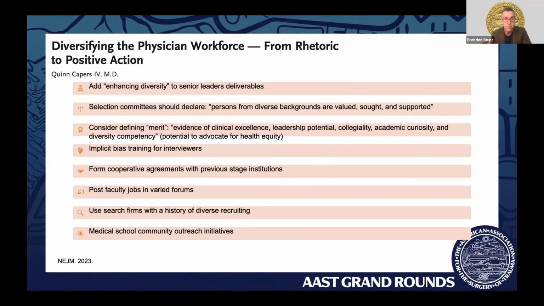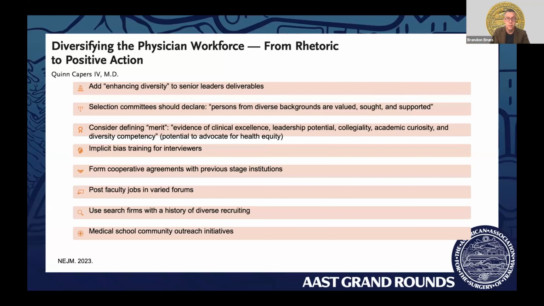Implicit bias training for interviewers. This is something we do at UT Southwestern. All interviewers are trained in implicit bias training. Form cooperative agreements with previous stage institutions. For a medical school, maybe you can partner with an undergraduate institution and focus on URIM individuals to try to get them interested in medicine. Maybe it's focusing on high schools. There are various ways to do this.